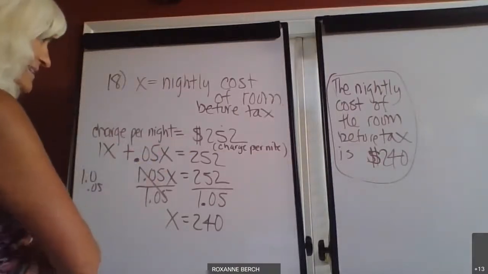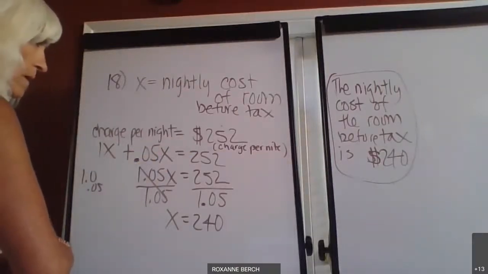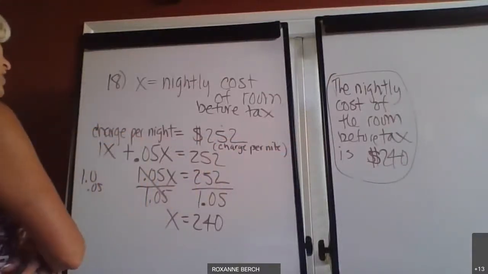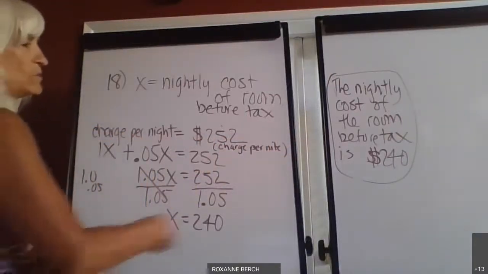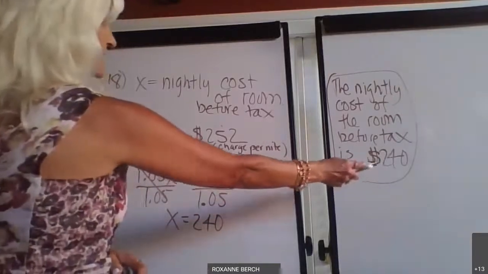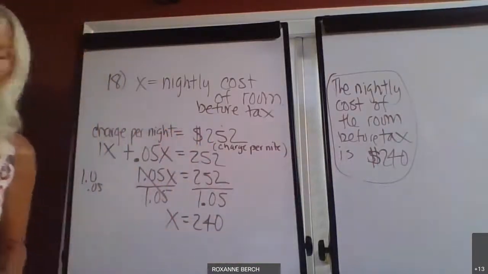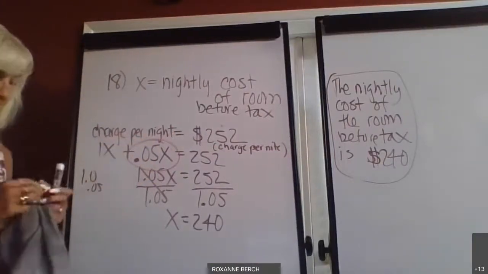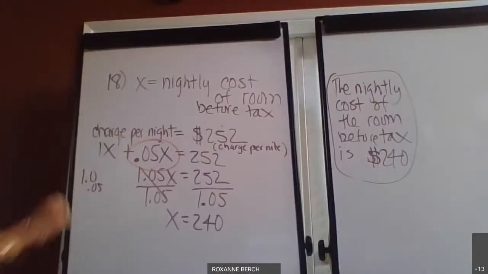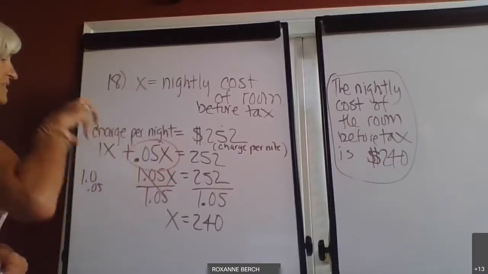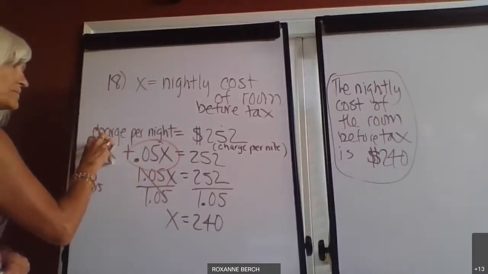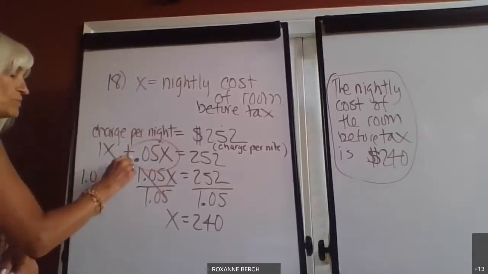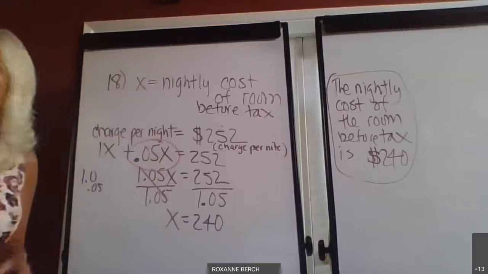So see what I mean? Look how much tax. So 252 minus 240 is how much tax they charged, because that was the cost of the room before the tax. But the main thing I want you to see is this right here. So the charge per night is going to be X plus the tax, which is 0.05X.